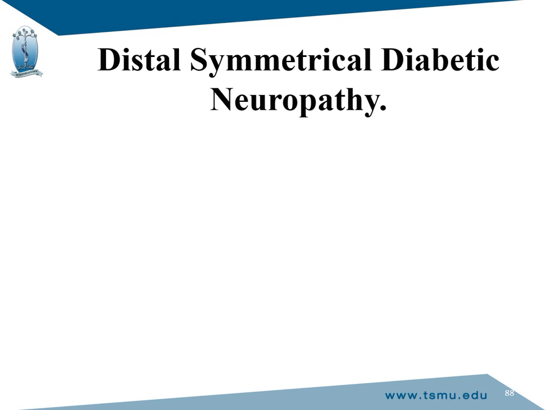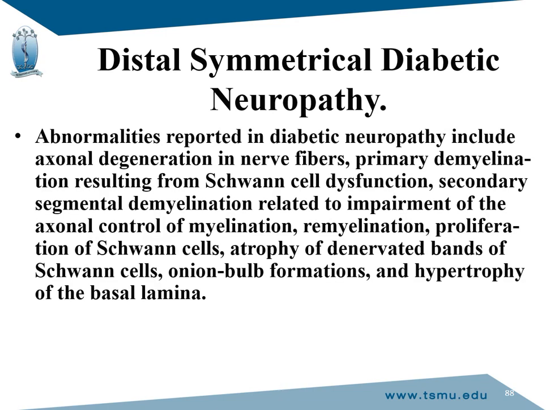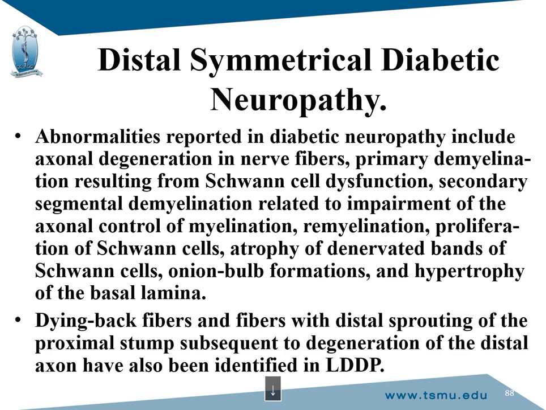Distal symmetrical diabetic neuropathy. Abnormalities reported in diabetic neuropathy include axonal degeneration in nerve fibers, primary demyelination resulting from Schwann cell dysfunction, secondary segmental demyelination related to impairment of the axonal control of myelination, remyelination, proliferation of Schwann cells, atrophy of degenerated bands of Schwann cells, onion bulb formations, and hypertrophy of the basal lamina. Dying back fibers and fibers with distal sprouting of the proximal stump subsequent to degeneration of the distal axon have also been identified in LDDP.